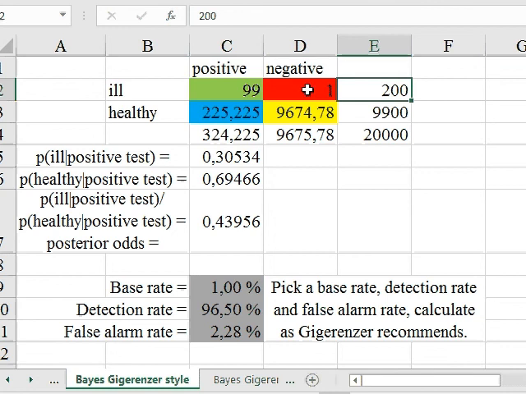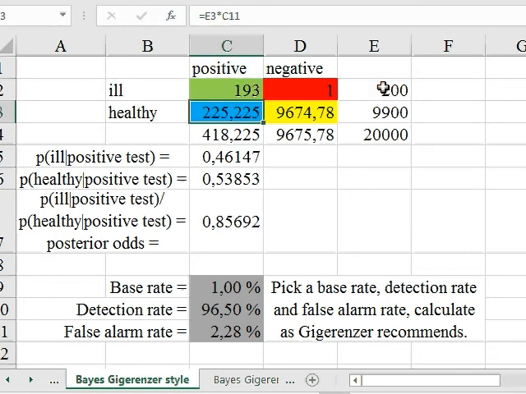So then we have here equals this here times 0.965, that's 193 people. And this here is the remaining 7. And then here we have the 2.275. Okay, that's not quite a whole number now, but we now have a new probability.